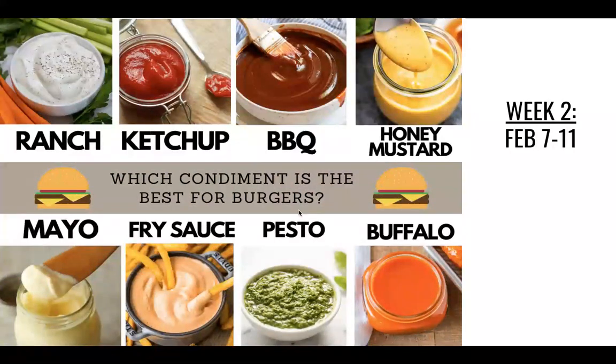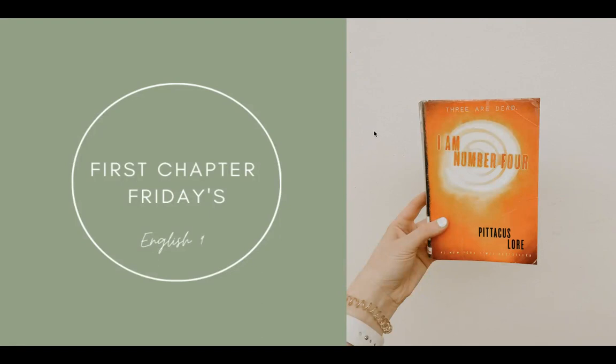So this part of the video is for B Day, 5th and 6th period, because I will have you on Wednesday. We're going to do a first chapter Friday on Wednesday with, it's not really a first chapter Friday anymore because it's just kind of spreading it out throughout the week. But I Am Number 4 by Pittacus Lore is a sci-fi series. It is one of my favorites. I fell in love with the series when I read it in high school, and it is really good. So if you want to borrow a copy, we have some in the library.